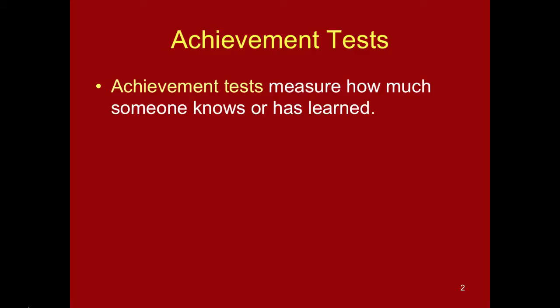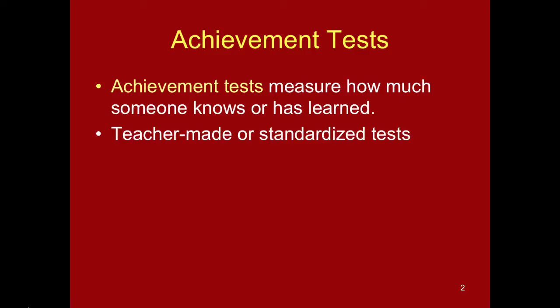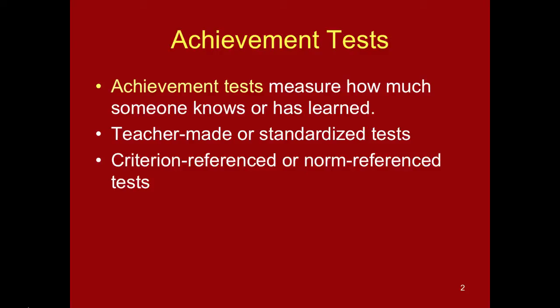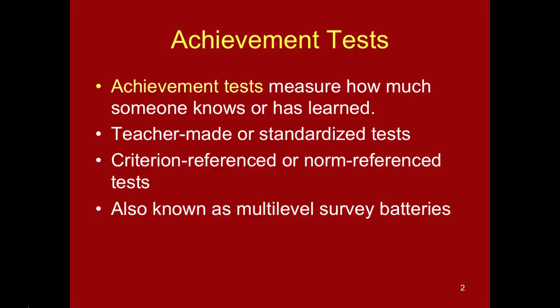Achievement tests can also be teacher-made tests, such as the quizzes and exams you take in this course, or standardized tests, such as the SAT or ACT you may have taken prior to applying to USC. They can be criterion-referenced or norm-referenced. Usually, several topics are assessed at many different difficulty levels, so achievement tests are also referred to as multi-level survey batteries. In the next few slides, we will discuss these different types of achievement tests.